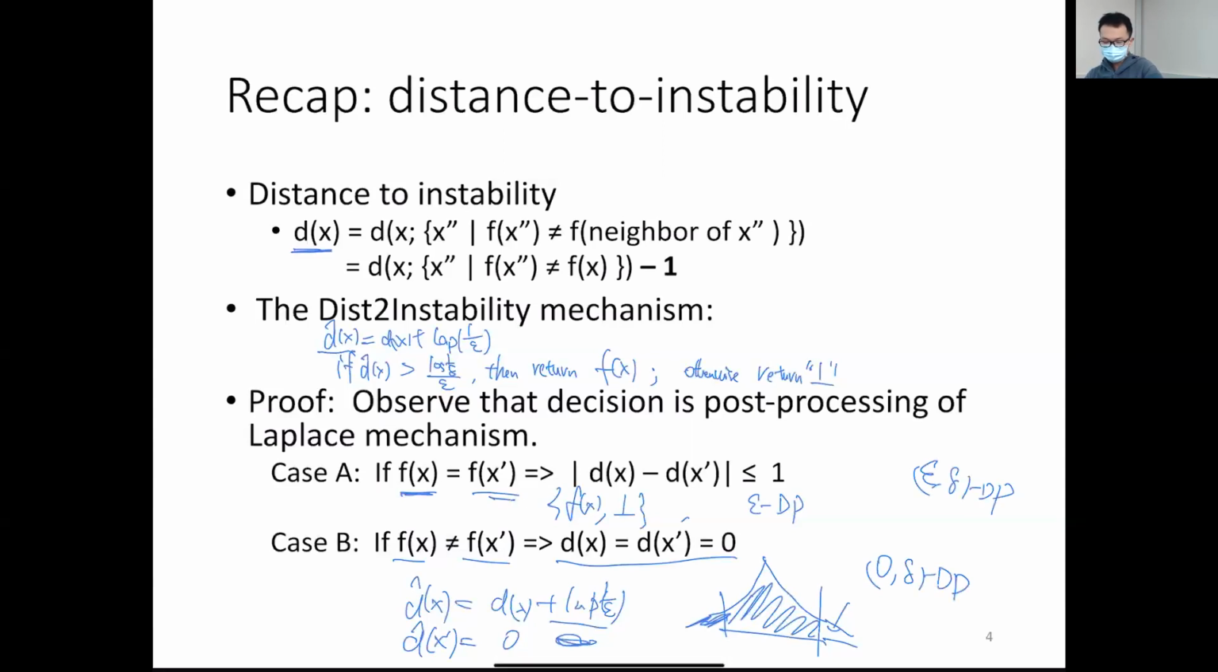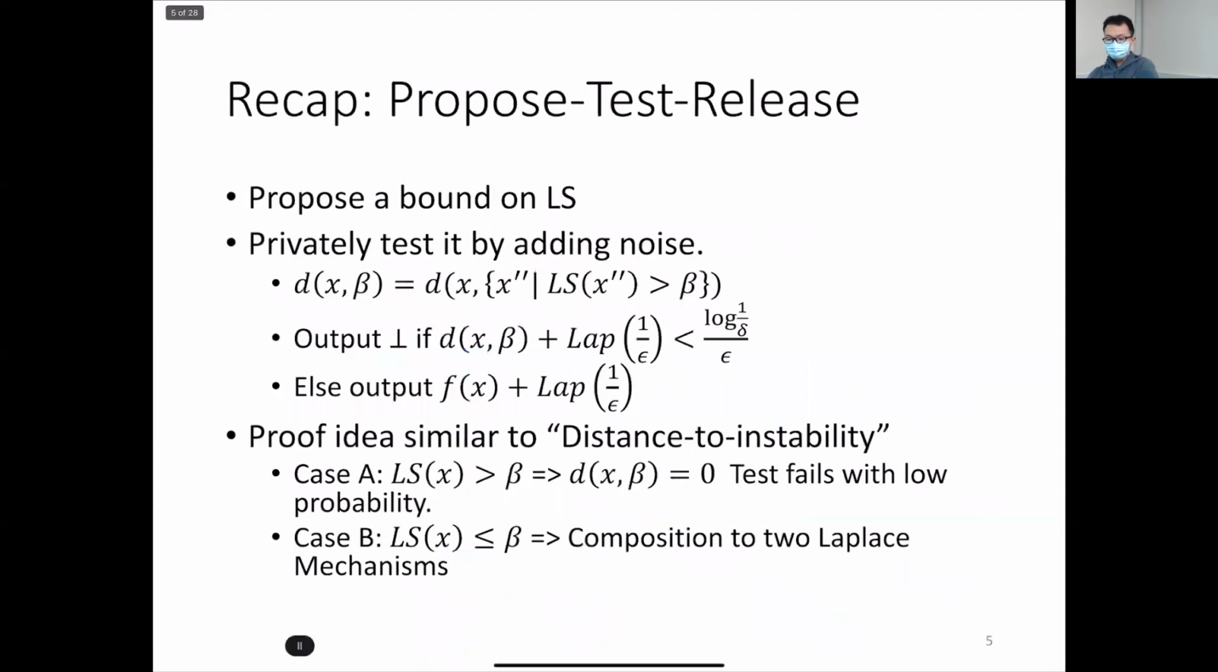I hope this explanation is clearer than what I was able to do last time. And the next mechanism that we consider is propose-test-release. This is a generalization of the distance to instability approach. We can think about it this way, even though it appeared a lot earlier in the literature. The idea is that we first propose a bound beta on the local sensitivity, and then we privately test whether the actual local sensitivity is indeed smaller than this beta. We test this by introducing this function.